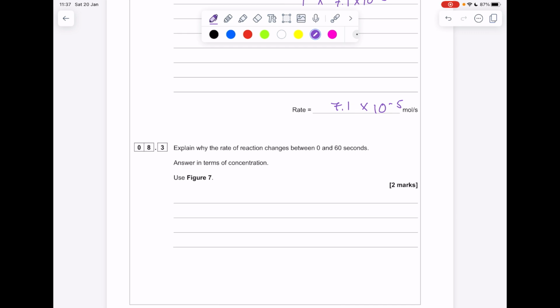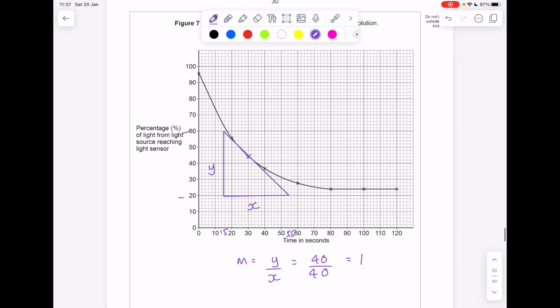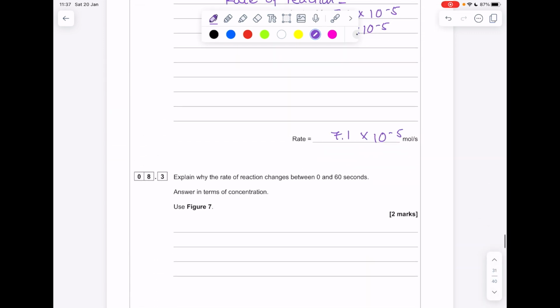Explain why the rate of reaction changes between 0 and 60 seconds. Answer in terms of concentration. So we're looking along here. Why does it decrease? Simply because the rate of reaction is slowing because some of those reactant particles are being used up.